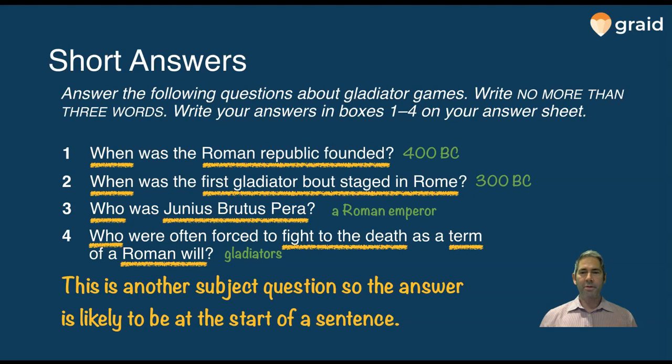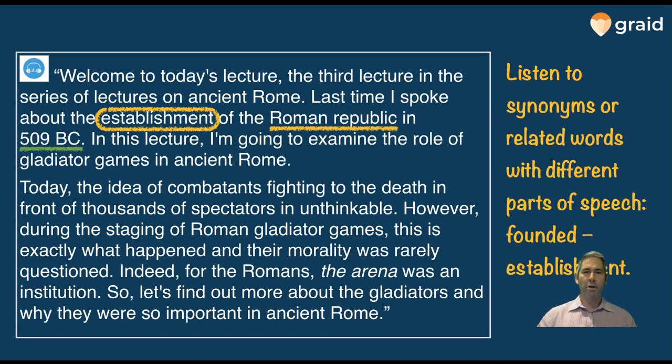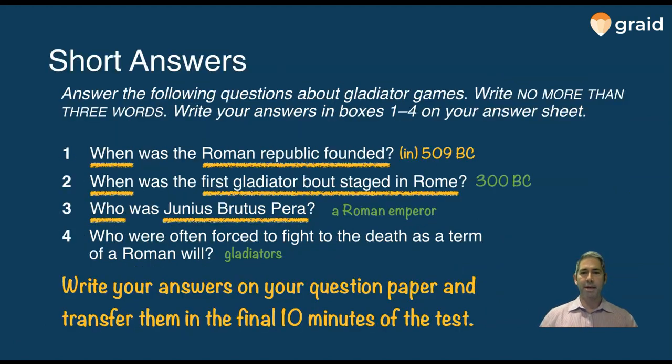Okay, let's go through and use the script to check our answers. The first one we were looking for, when was the Roman Republic founded? This is where we're going to find our first reference, Roman Republic. Hopefully you all heard that, but here we have a synonym. Founded, we hear the word establishment. Last time I spoke about the establishment, which is a noun, of the Roman Republic in 509 BC. So there's our first answer, 509 BC.